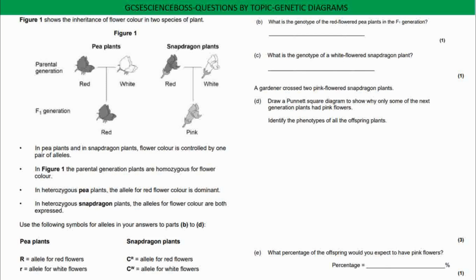Now, in today's video, we're going to be doing another one in the series of questions by topic, and we're going to be looking at genetic diagrams. We're doing a biology topic today. Now these topics always come up on paper 2 if you're doing AQA, but these questions are very common for GCSEs. You're almost 90% certain that you're going to get these questions.